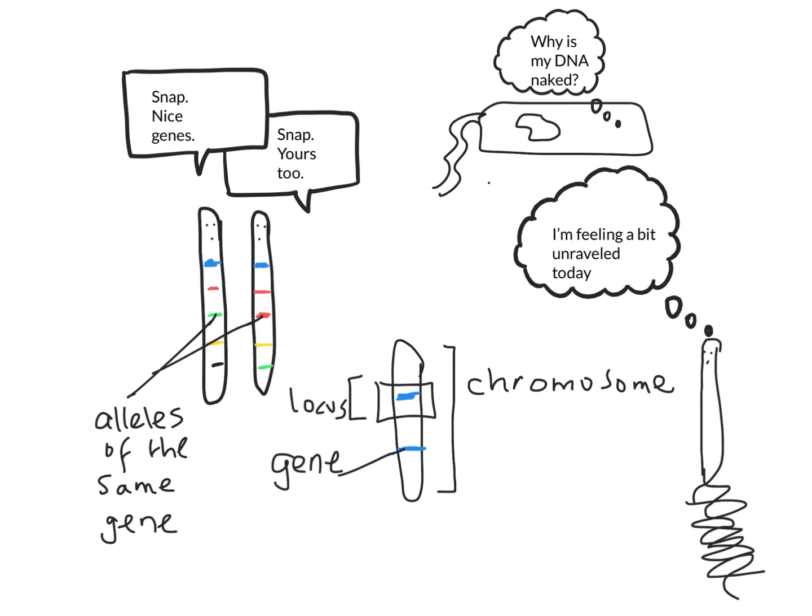Of course, sometimes the genes are not exactly the same, and in that case we call the different versions of the gene alleles. Homologous pairs are chromosomes which have the same genes on the same loci. The locus is the position of a gene on a chromosome.